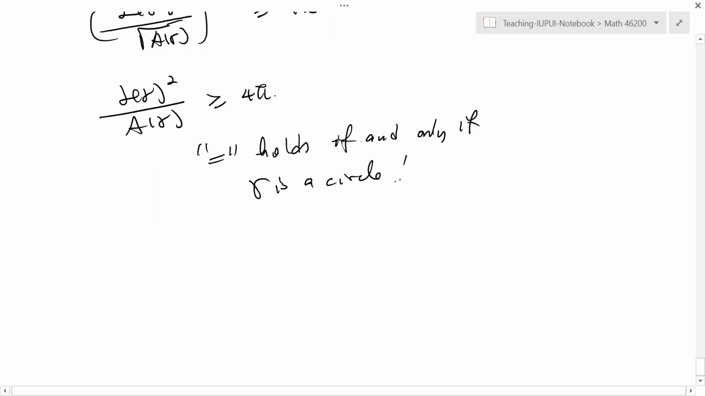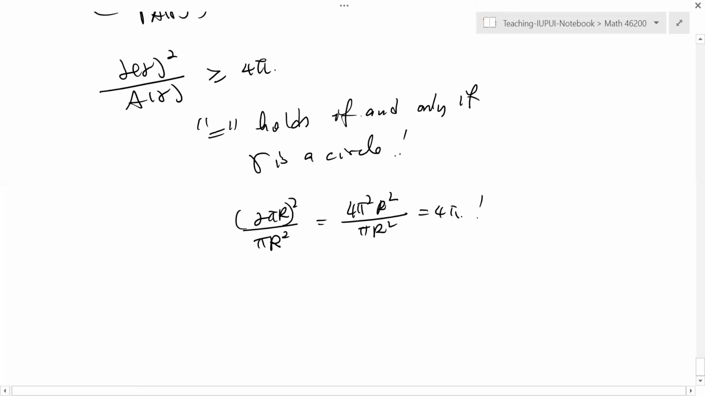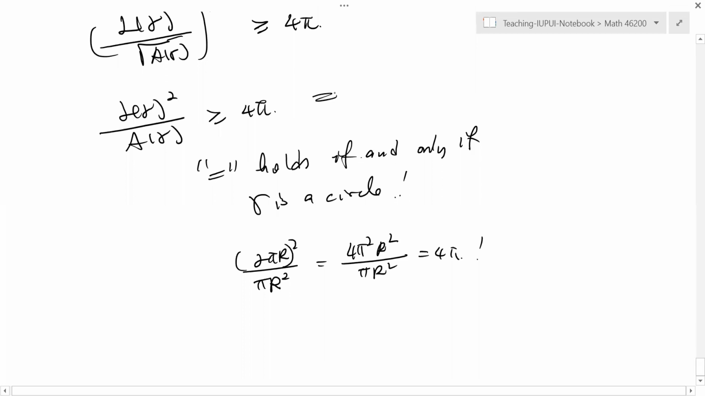Yeah, in the circle case, this is a pi r square. This is a 2 pi r square, right? After you simplify, you get 4 pi square r square, pi r square. After you simplify, this 4 pi. Good. That's a square. Right. So that inequality can also be written as the area of gamma less than or equal to 1 over 4 pi of the square.